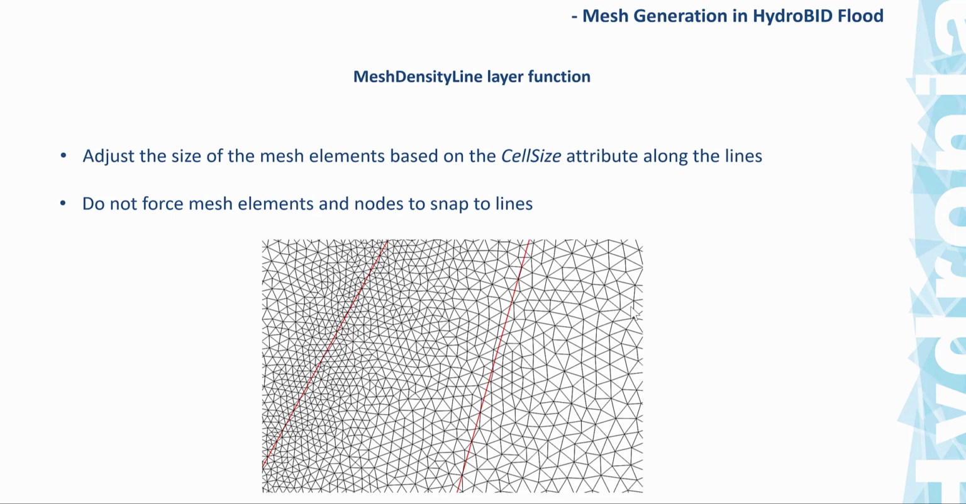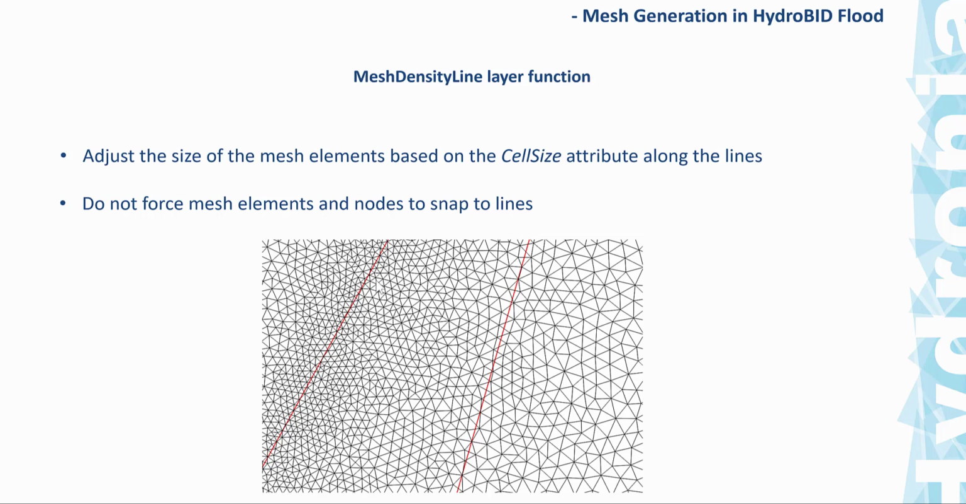So we have the domain outline. We always need to have a domain outline. And then we have the modifier layers. The first one is the mesh density line. It's a layer where we draw polylines, and they are used to adjust the size of the mesh cells or elements based on the cell size attribute that you give to each of these lines.